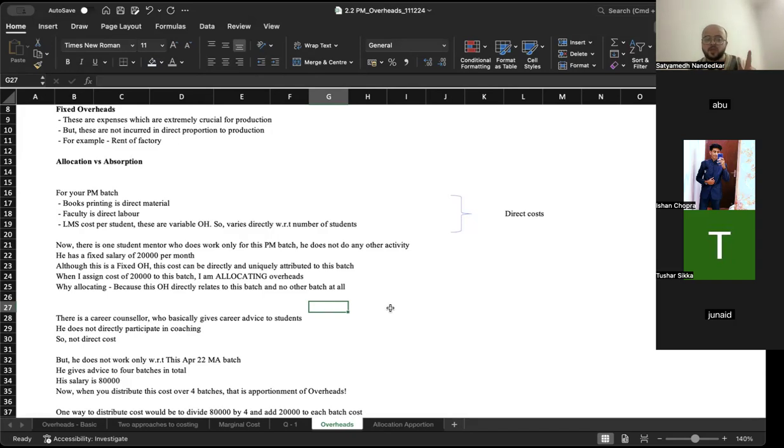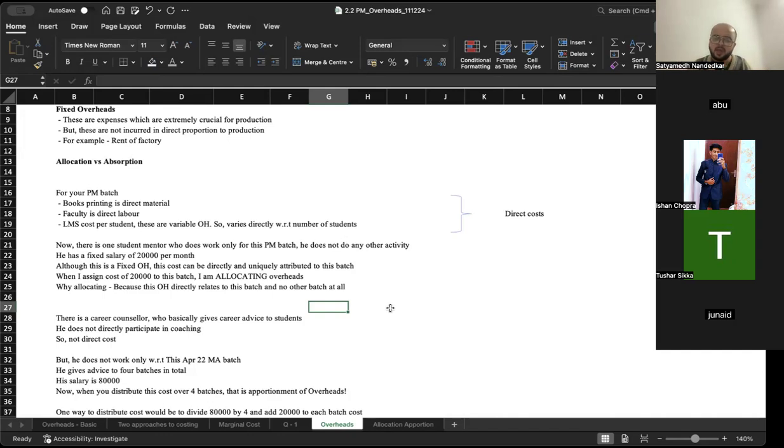Now there is one student mentor who does work only for this PM batch. Okay, this person does not do any other activity. He has a fixed salary of 20,000 per month. Although this is a fixed overhead, this cost can be directly and uniquely attributed to this batch. When I assign the cost of 20,000 to this batch, I am allocating overhead. Why allocating? Because this is directly connected with this batch only.